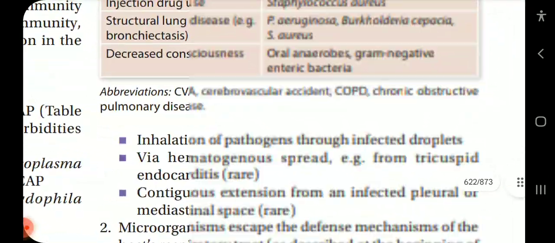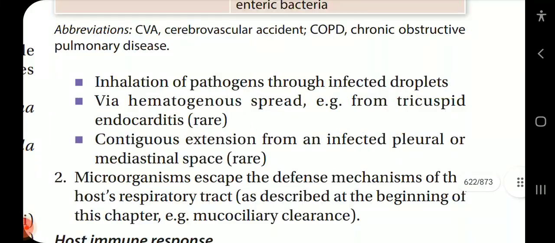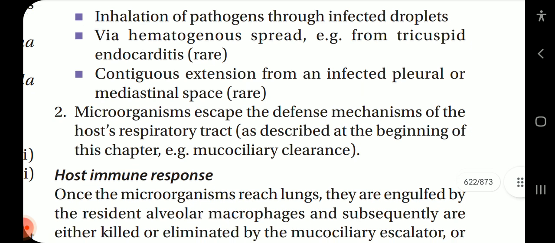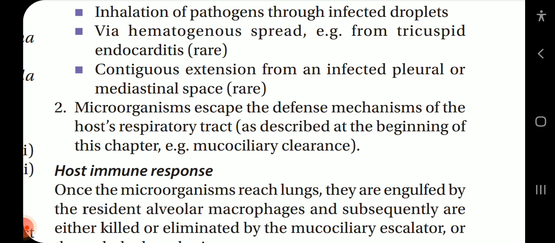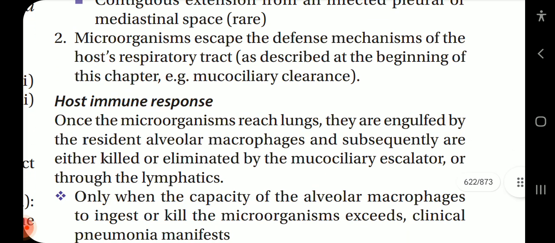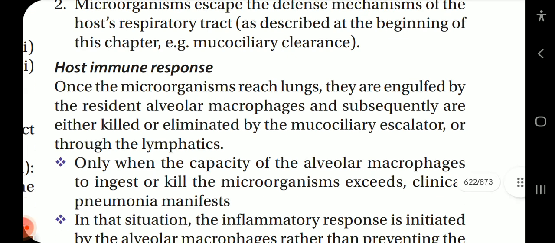Inhalation of the pathogens through infected droplets, hematogenous spread, for example from tricuspid endocarditis, which is rare, and contiguous extension from an infected pleural or mediastinal space, which is rare. Microorganisms escape the defense mechanisms of the host respiratory tract, for example mucociliary clearance and the host immune response.